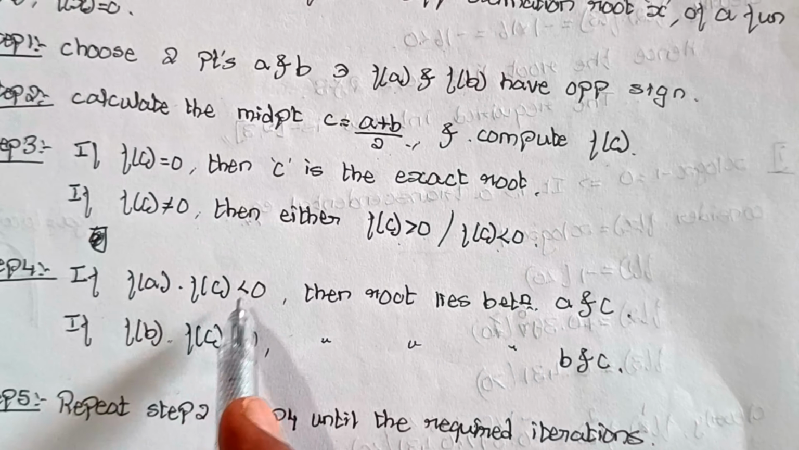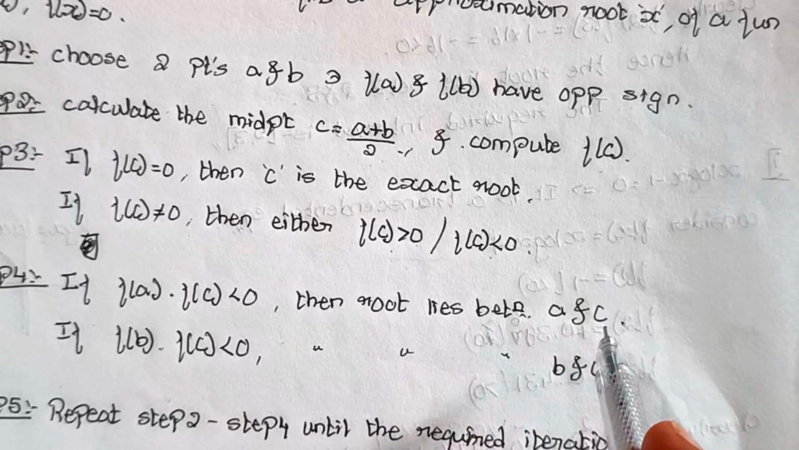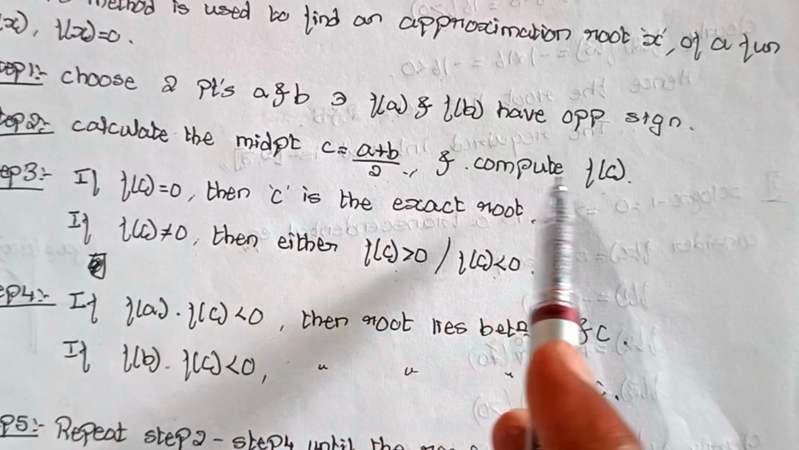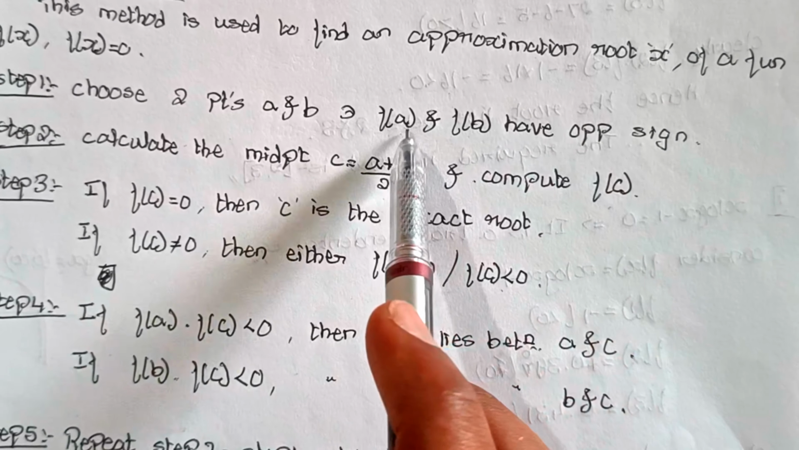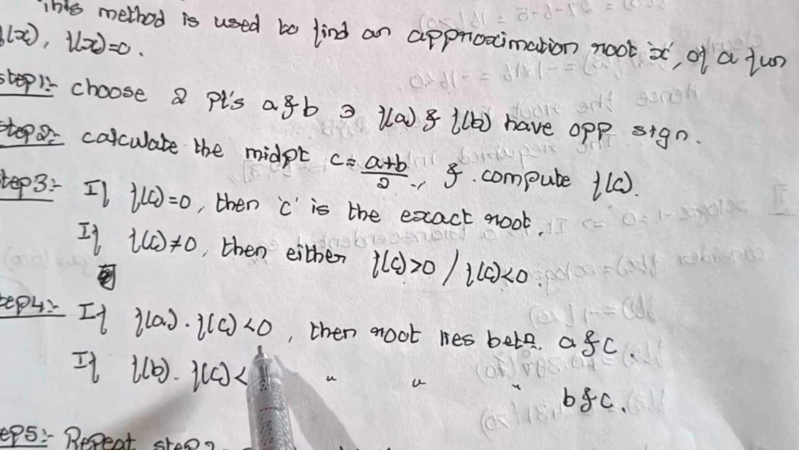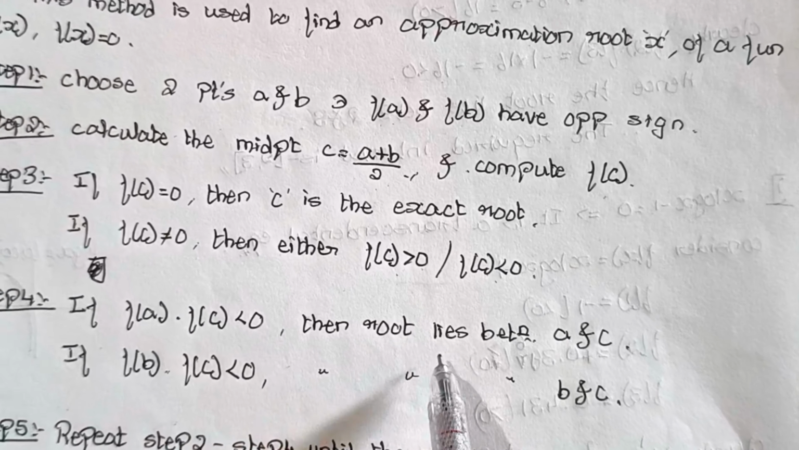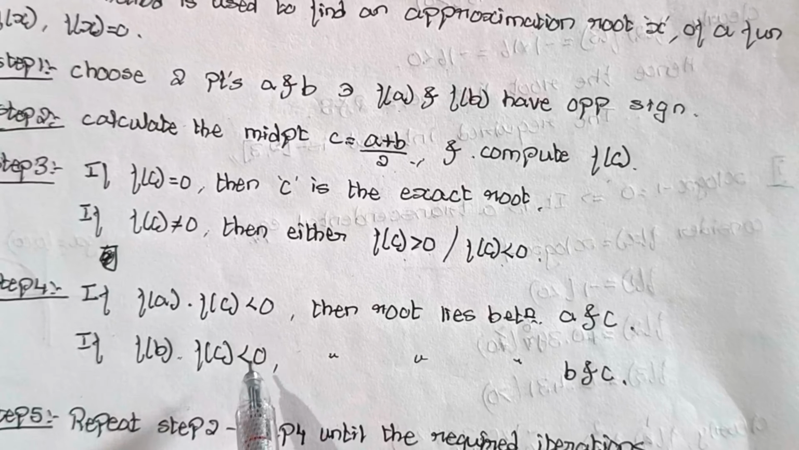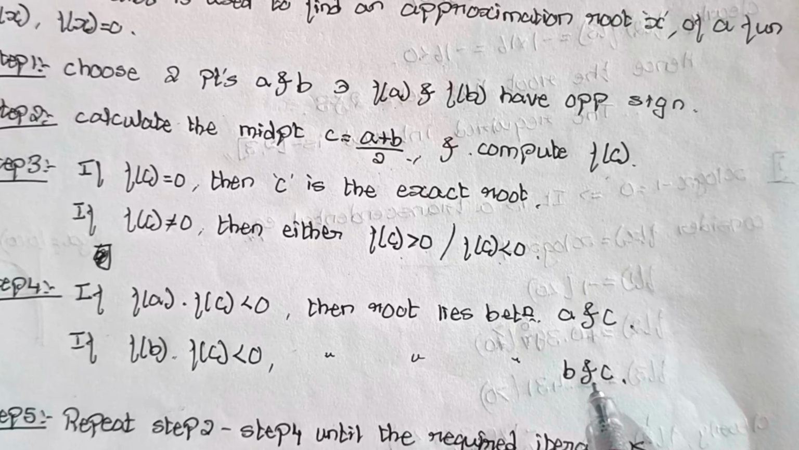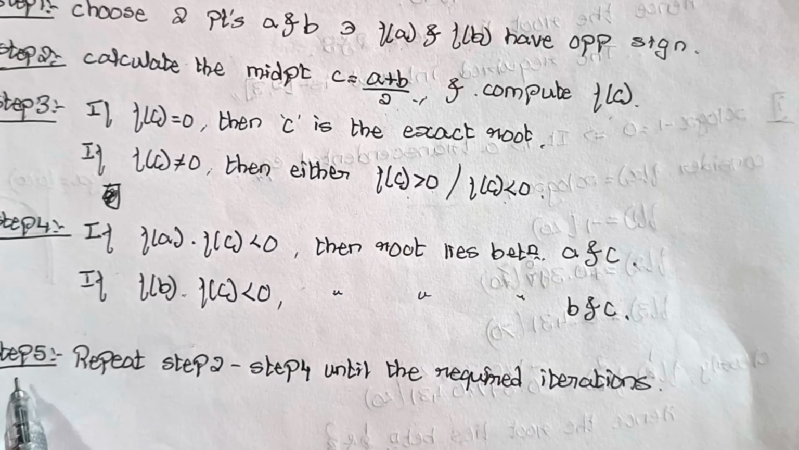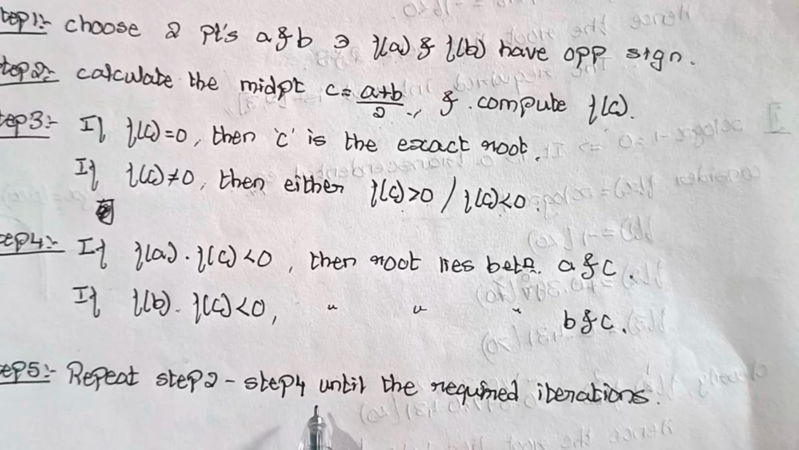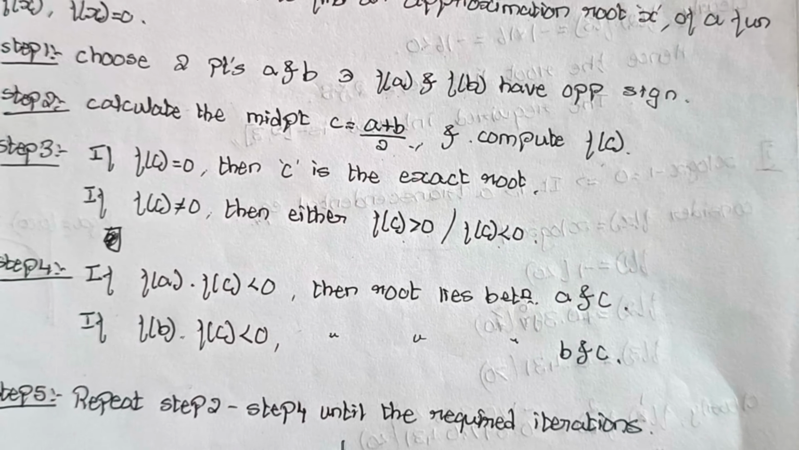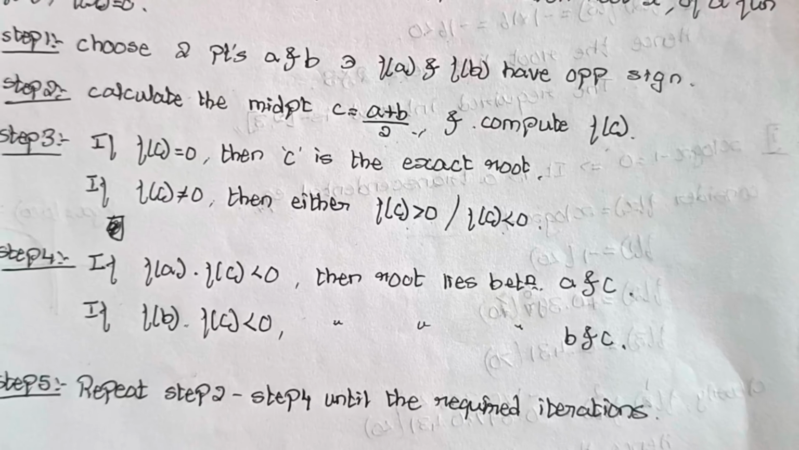into f of c is less than 0, then the root lies between a and c. Similarly, when f of b into f of c is less than 0, then the root lies between b and c. And at the last step, repeat step number 2 to step number 4 until the required iterations are got.